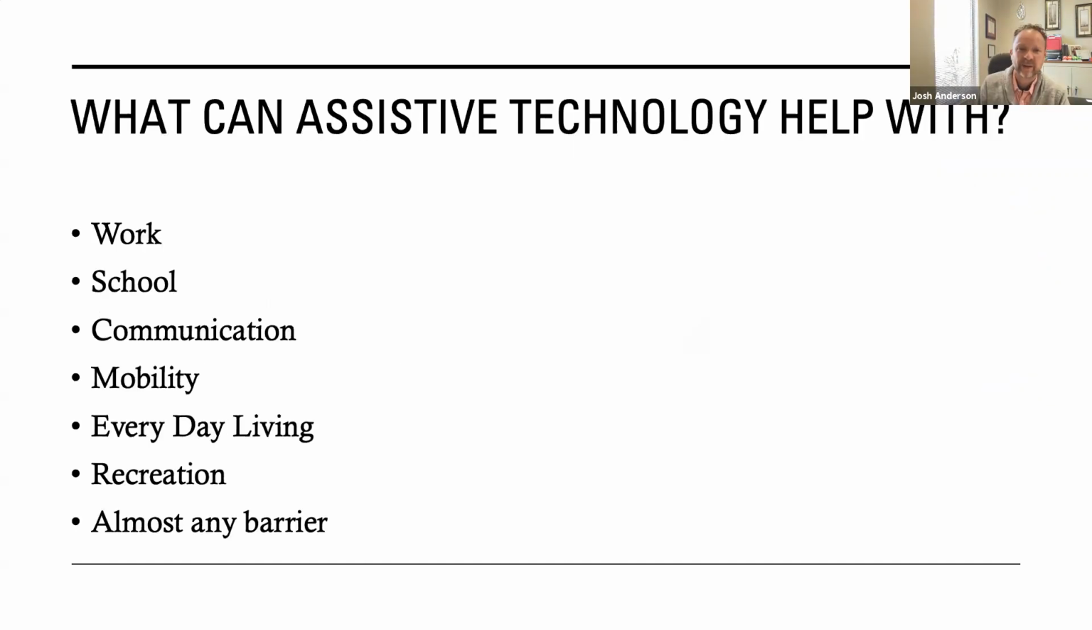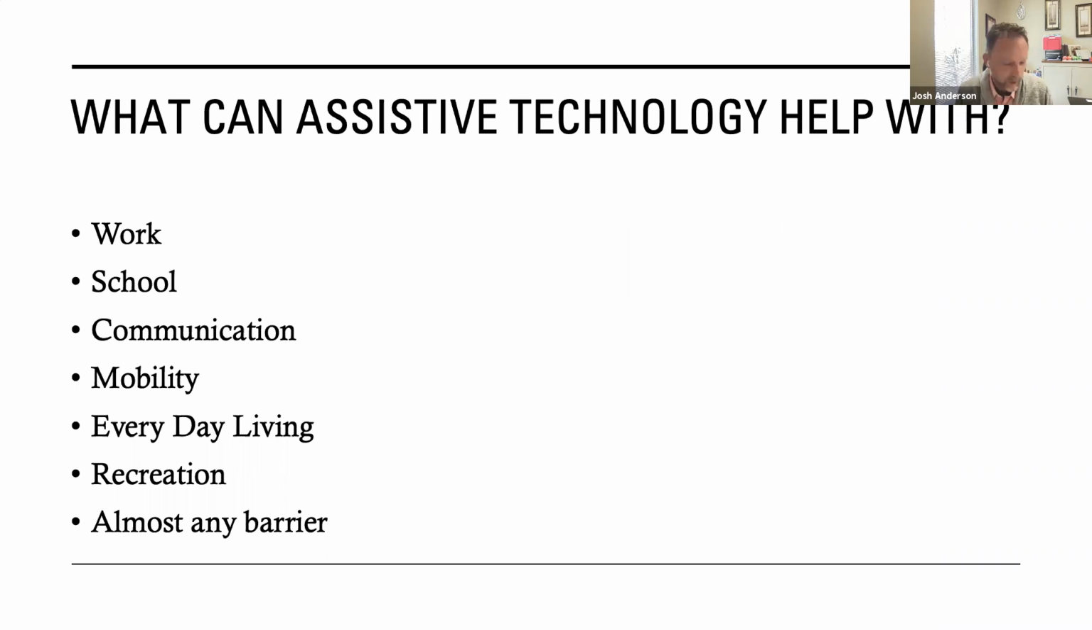When we talk about assistive technology, what all can it help with? Well, work. Work is one of the biggest ones that I'm always a huge advocate of because a lot of the work that we do is folks entering the world of work or wanting to enter the world of work that have some kind of barrier to it, and assistive technology can help bridge that gap.